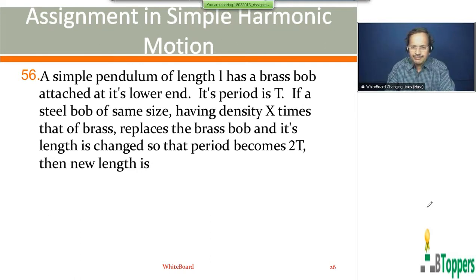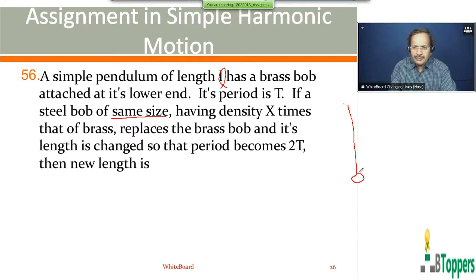A simple pendulum of length L has a brass bob attached at its lower end. Its period is capital T. The steel bob of the same size, having density x times that of brass, replaces the brass bob, and its length is changed so that the period becomes 2T. The new length is? Here the brass bob and steel bob both have the same size. That means the radius of the bob is the same.